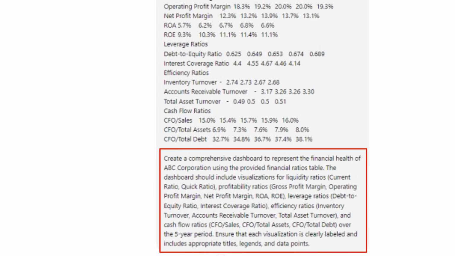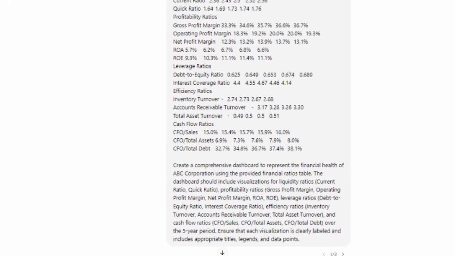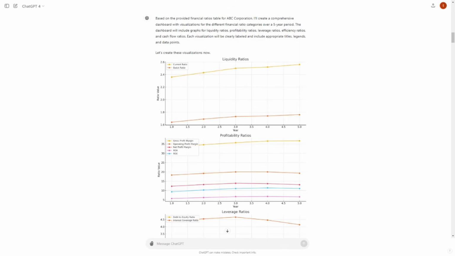Create a comprehensive dashboard to represent the financial health of ABC Corporation using the provided financial ratios table. The dashboard should include visualizations for liquidity ratios, profitability ratios, leverage ratios, efficiency ratios, and cash flow ratios over the 5-year period. Ensure that each visualization is clearly labeled and includes appropriate titles, legends, and data points. Here is how ChatGPT responded to our prompt.